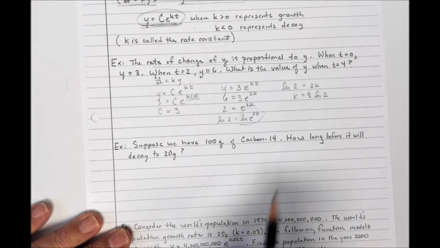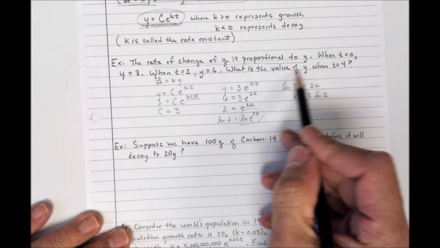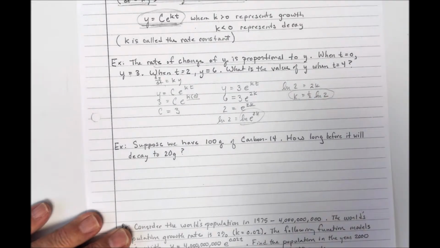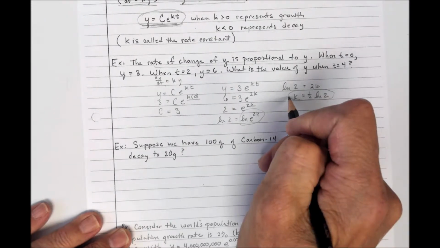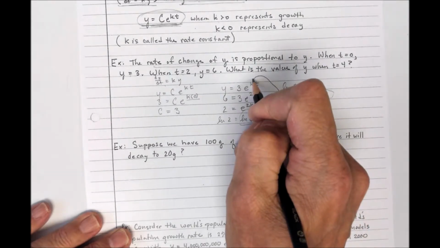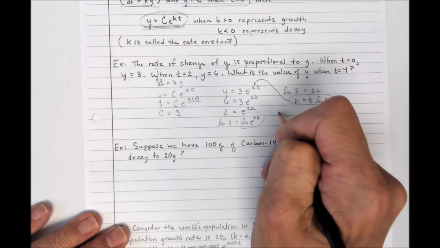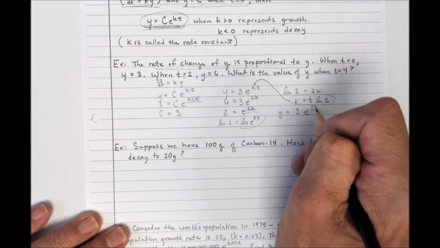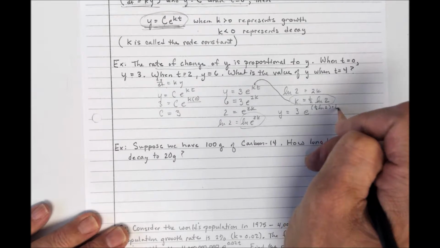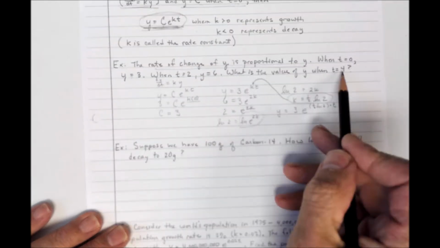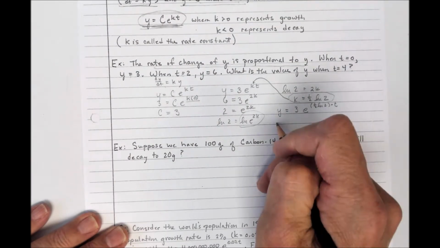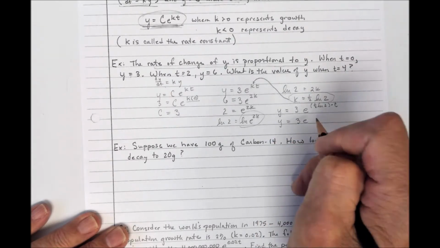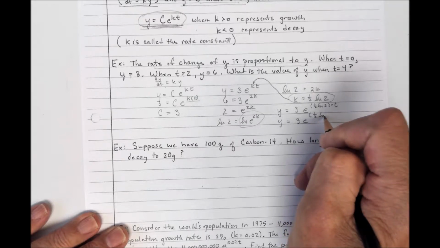Then it says, what is the value of y when t is 4? So now I have to take this, and I'm not going to change it to a decimal quite yet. I'm going to get there, trust me. But that goes in right here. So now y equals 3e to the 1/2 natural log of 2 times t power. So it says, what's y when t is 4? Plug a 4 in here. I have y equals 3e to the 1/2 natural log of 2 times 4.